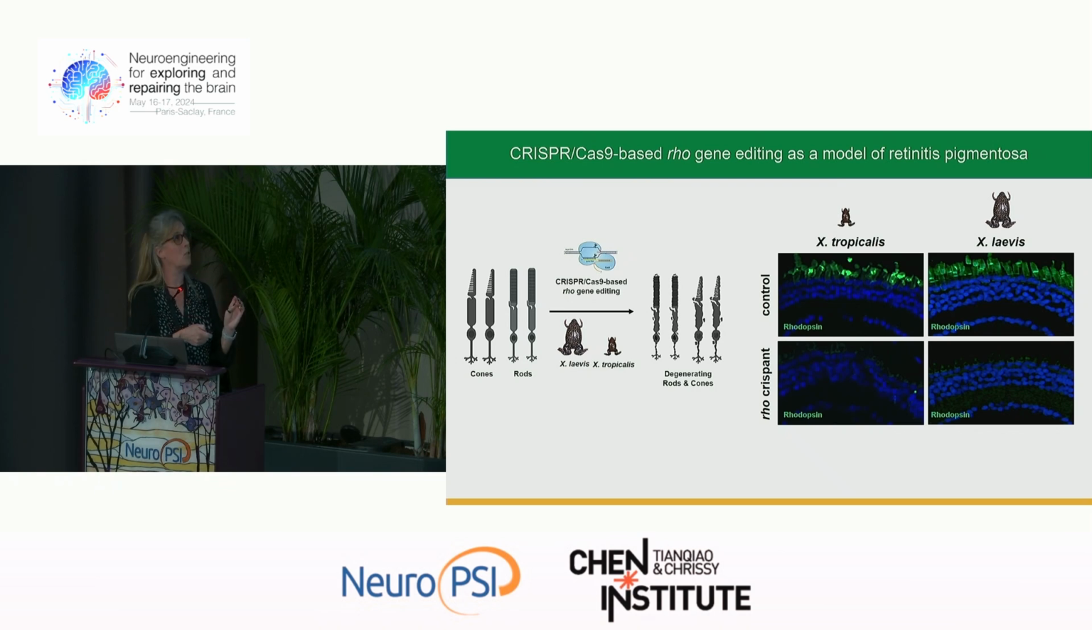So here we designed this CRISPR model targeting the rhodopsin gene in the two species, right? That's what we did, and when we compare the efficiency, the models are extremely similar. Photoreceptors that you can see nicely here in green in Tropicalis and laevis are almost completely gone in the two models. So very efficient degeneration, a very good model mimicking the retinitis pigmentosa disease.